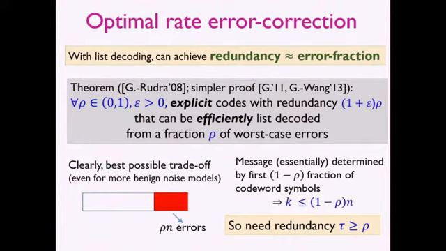Okay, that's a good model, but what is it good for? So it turns out, as I said, if you want to get a unique answer always, the redundancy you need to pay is 2 times the error fraction. But with list decoding, you can actually have a redundancy which is as close to the error fraction as you desire, and you can actually get this explicitly.